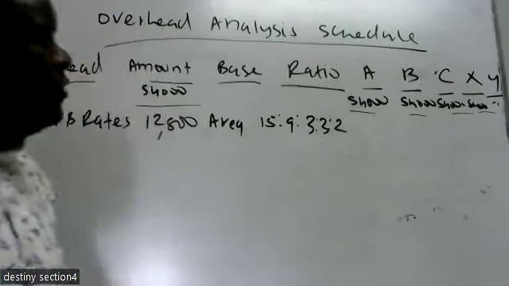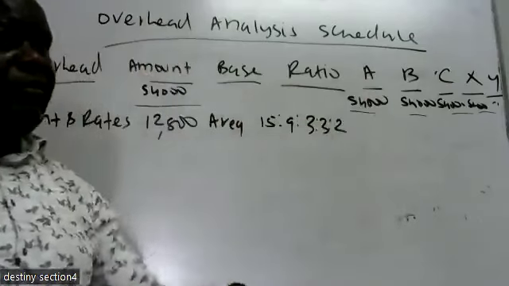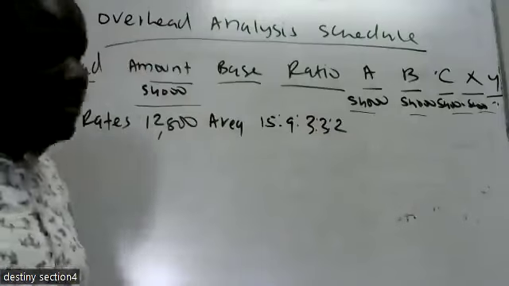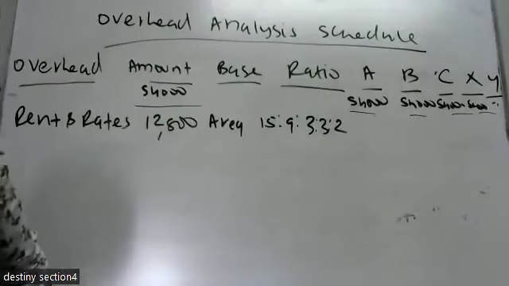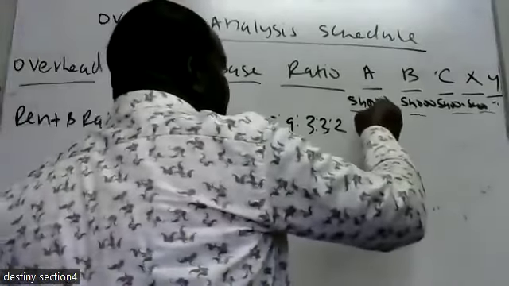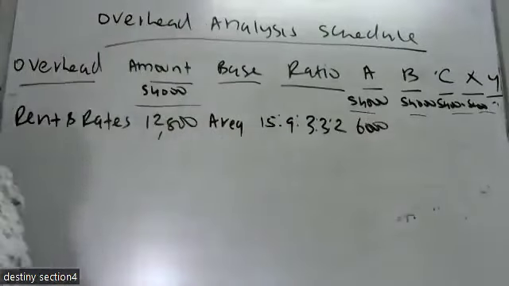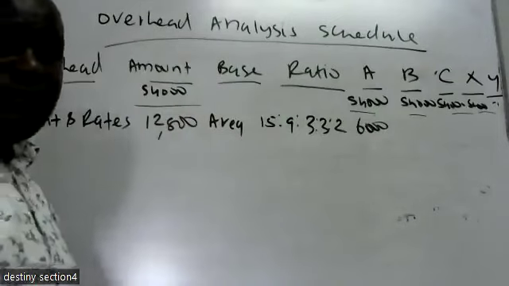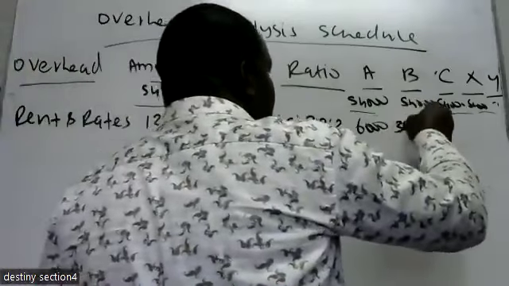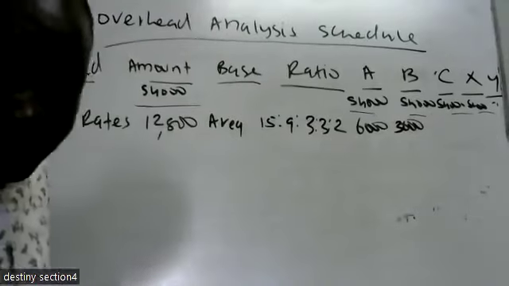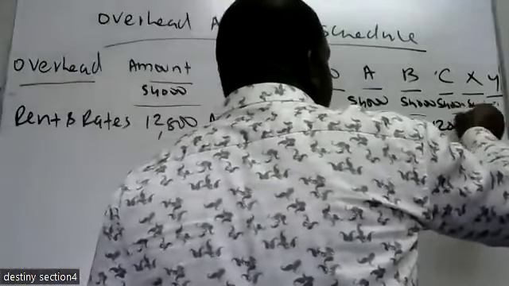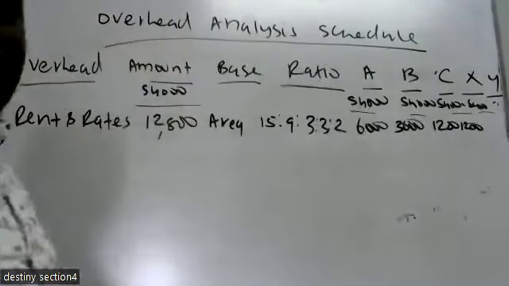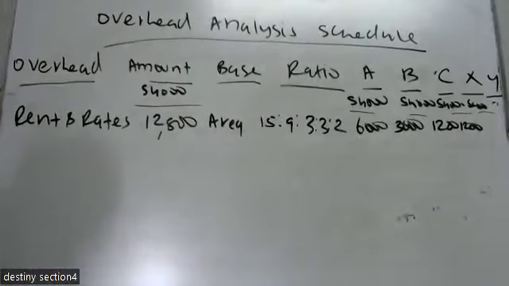So once you get 32, to allocate to A, take 15 divided by 32, then multiply by 12,800. To apportion to A, get 15 divided by 32, then multiply by 12,800. So it should give us 6,000. So you record under A 6,000. Then you go to B, it is 9 divided by 32, multiplied by 12,800. That gives 3,600. So you do the same for C. $1,200. Even this one is $1,200. The last one should be yours. $800. The last one will be $800.